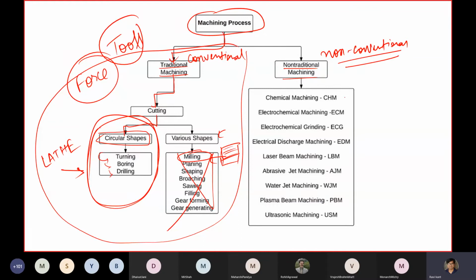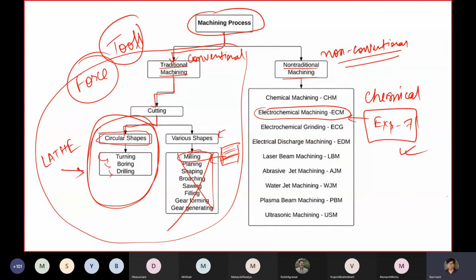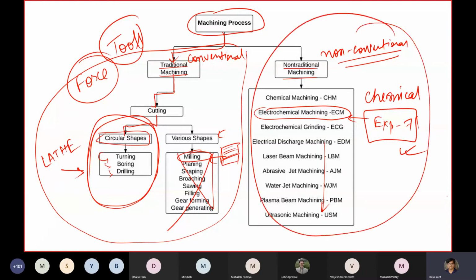Whereas in non-conventional machining, you should have other means of removing the material, such as chemical processes. And this electrochemical machining we are going to take up in experiment number 7, which we will do in the next experiment. So all these things are there, but we will not be doing things in detail. But you should know that these things are classified as non-conventional, and these things are conventional.